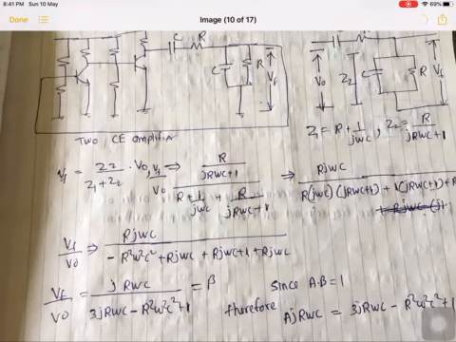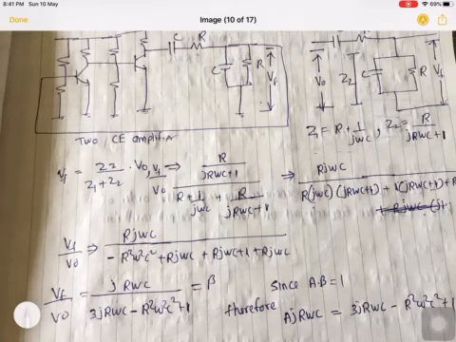So what is Z1? Z1 is nothing but one R and one capacitor in series, that is R plus 1 upon j omega C. And Z2 means this part, which is the parallel combination of C and R, which gives R upon 1 plus j R omega C. This is V0, and this is VF.